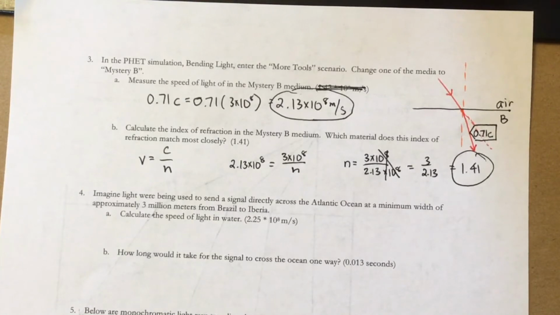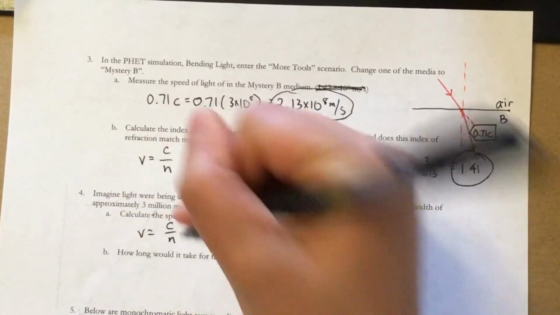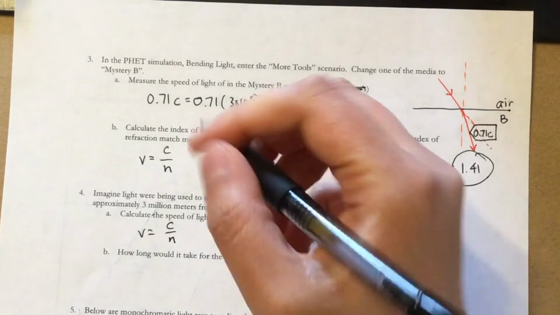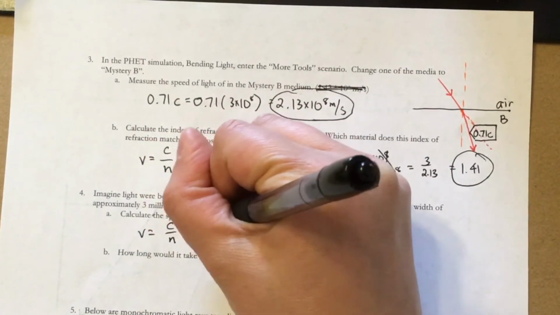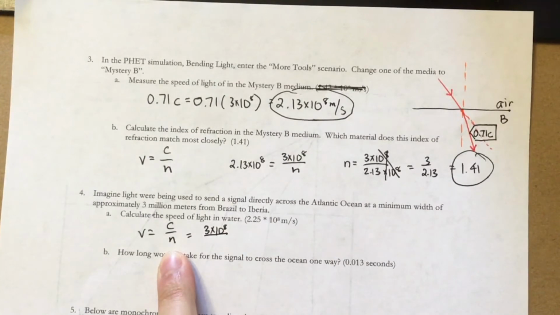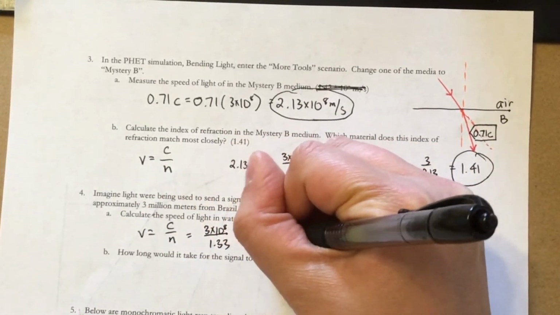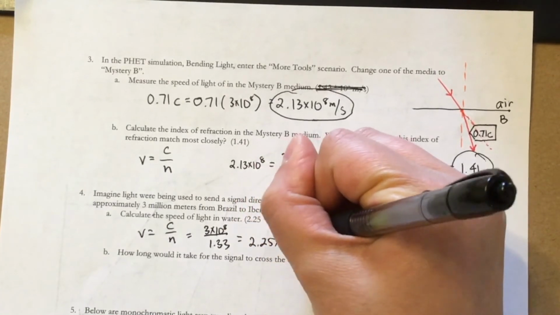Let's say I'm going to use light and I'm going to send it directly across the ocean. In this case, this is water as the medium. So what I would do to calculate the speed of light in water is take our index of refraction equation, substitute in 3 times 10 to the 8th, and then pick out from the front page n for water is 1.3. That gives me my 2.25 times 10 to the 8th meters per second.